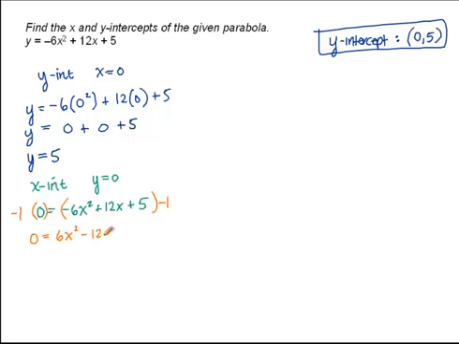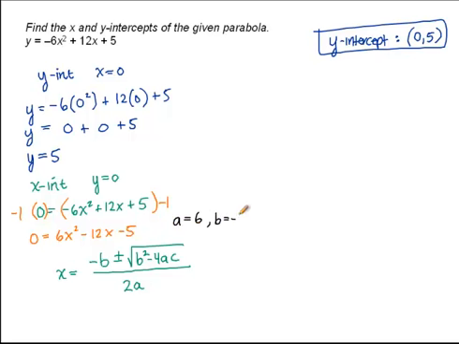6x squared minus 12x minus 5. Now we solve for x, and x is equal to the opposite of b plus or minus the square root of b squared minus 4ac all over 2a. That's our quadratic formula. From our equation here, our a is equal to 6, b is equal to negative 12, and c is equal to negative 5.